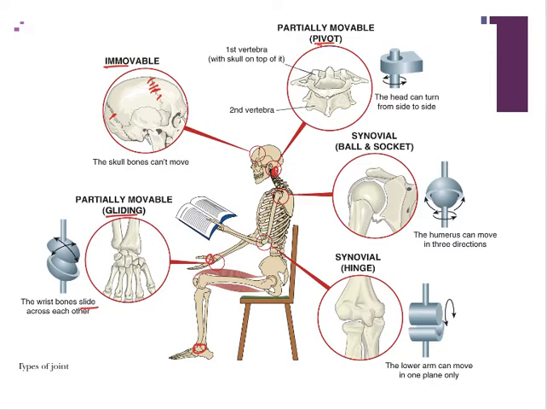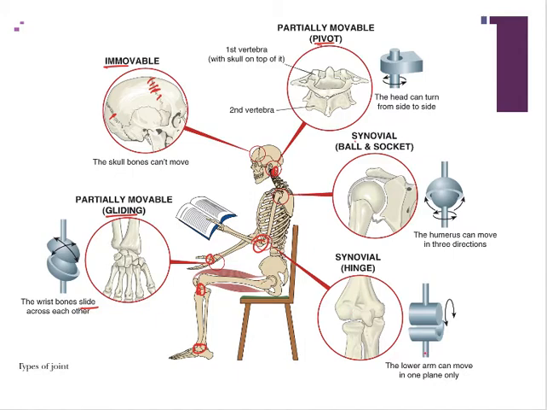And then finally we come to our freely movable joints over here, and freely movable joints are called synovial joints. The two main types that you need to know for those are, first of all, the hinge joint, and we have a hinge joint here in our elbow and also a hinge joint in our knee.